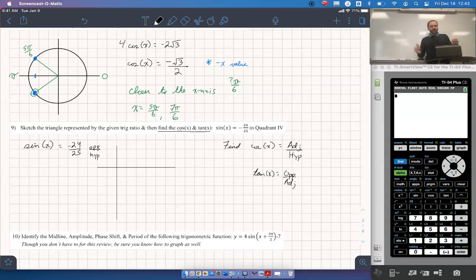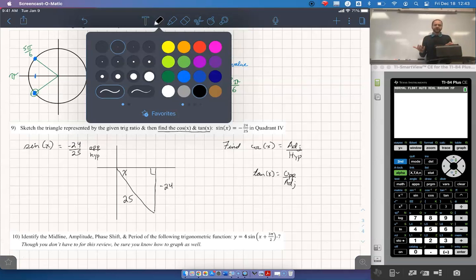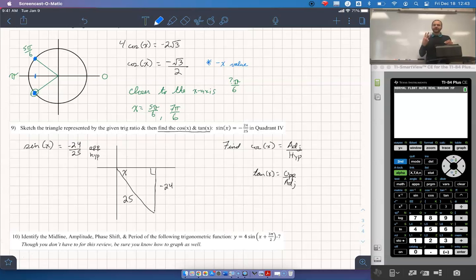Now, drawing the triangle, we know my opposite side is negative 24, so I'm just going to come down. It doesn't need to be perfect or to scale. A triangle in the fourth quadrant. Here's my angle x. The opposite side, which is right here, is negative 24. I just know it's 24, but I know it's negative because I'm going down. And my hypotenuse is 25. So now you have a right triangle, and you know 2 out of the 3 sides.